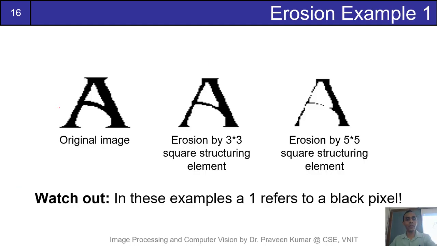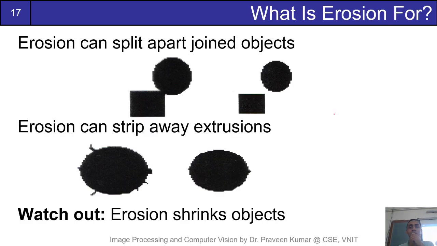So we'll see more examples. Let us say this is the original image. If you erode it by a 3 by 3 square structuring element, you may get this kind of output. If you erode by a larger size, 5 by 5, further more pixels will be eroded from the boundary. Now the notation, whether black is 1 or white is 0, you will use interchangeably. It doesn't matter. It depends on how you define it.